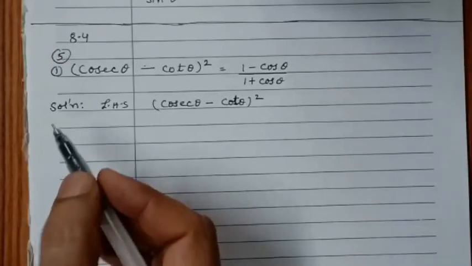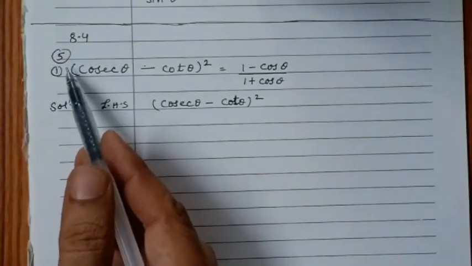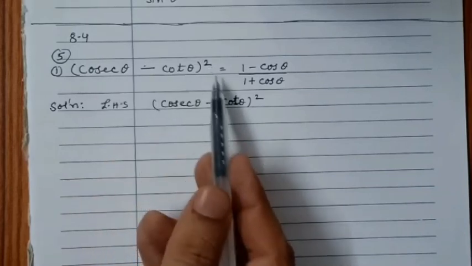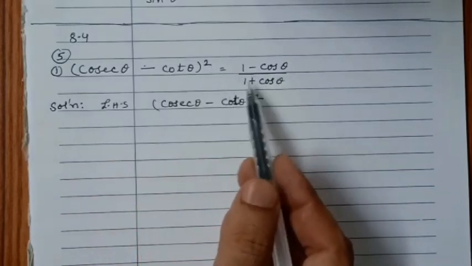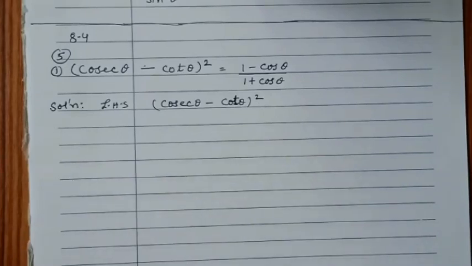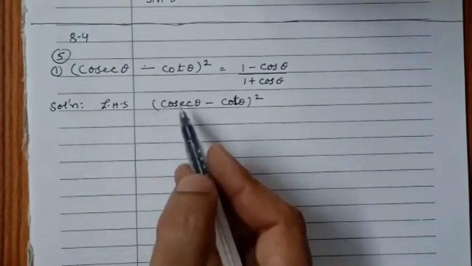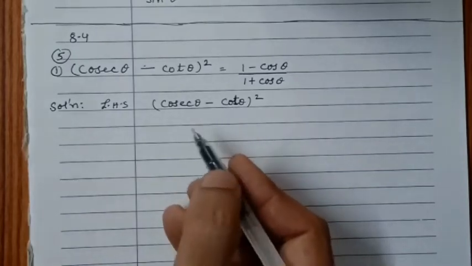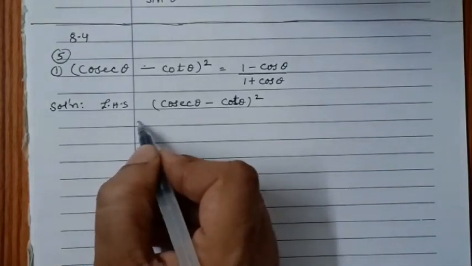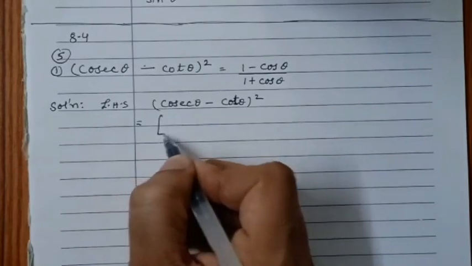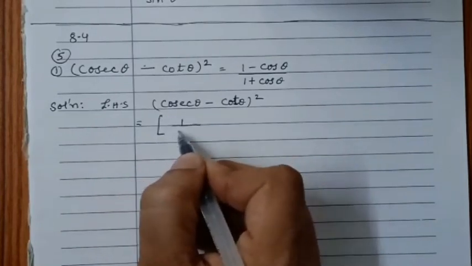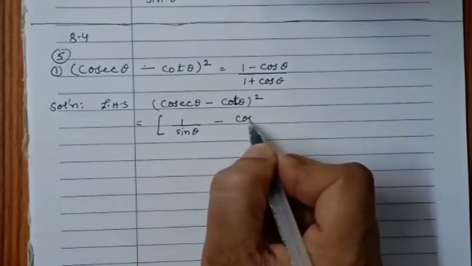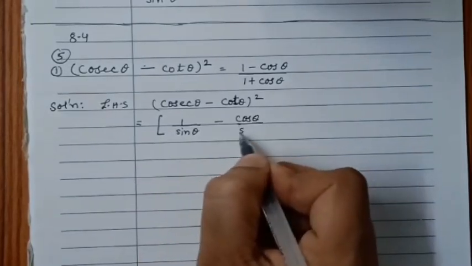Yes, come on. Exercise 8.4, question number 5, first part. (Cosec theta minus cot theta) whole square equal to (1 minus cos theta) upon (1 plus cos theta). What is given? Cosec theta minus cot theta is given to you. So I am converting it: cosec theta is 1 upon sin theta, and cot theta is cos theta upon sin theta.